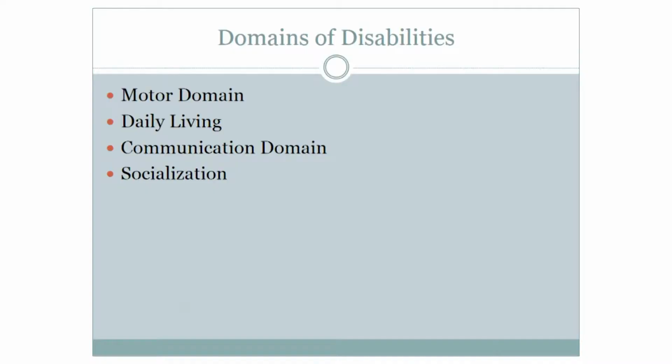So we really have a responsibility to assess the developmental functioning of our patients every time we see them. There are four main domains that we look at in terms of general disabilities. We look at motor domain, daily living skills domain, communication domain, and socialization domain. We use motor domains to take care of ourselves, and we use communication domain to socialize. We're going to focus today primarily on communication and socialization because those are the areas that affect autism.